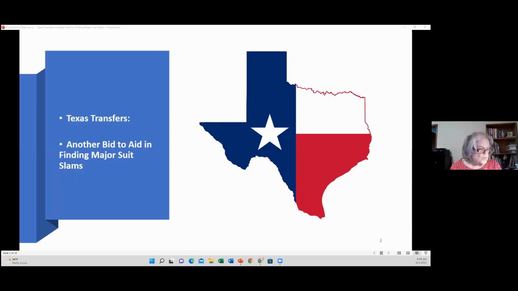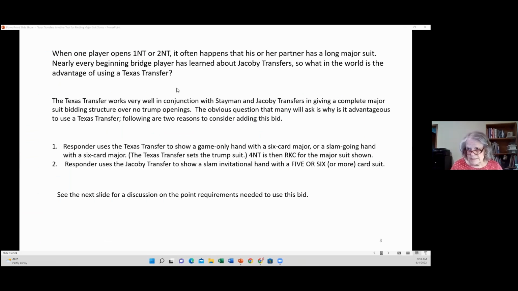Fantastic. Well, today we're going to take up another bid that really forms the basis for your entire bidding structure for finding 4-4 fits, 5-3 fits, 6-2 fits, games, part scores, and slams. If you use Jacoby transfers, Stayman, and Texas transfers, you have everything that you need to find a slam or to know whether to stop in game or to play a part score. So it's an important bid to know.